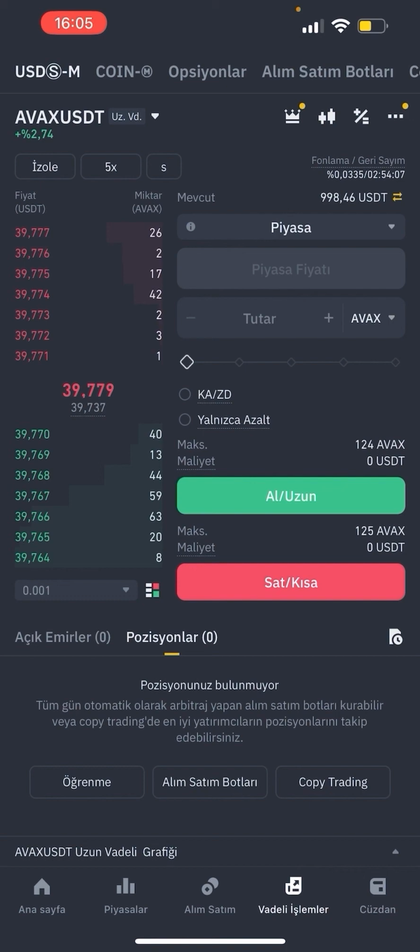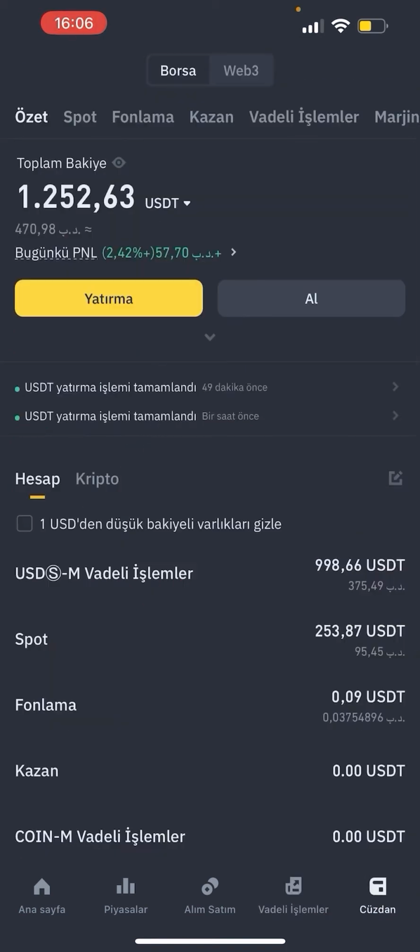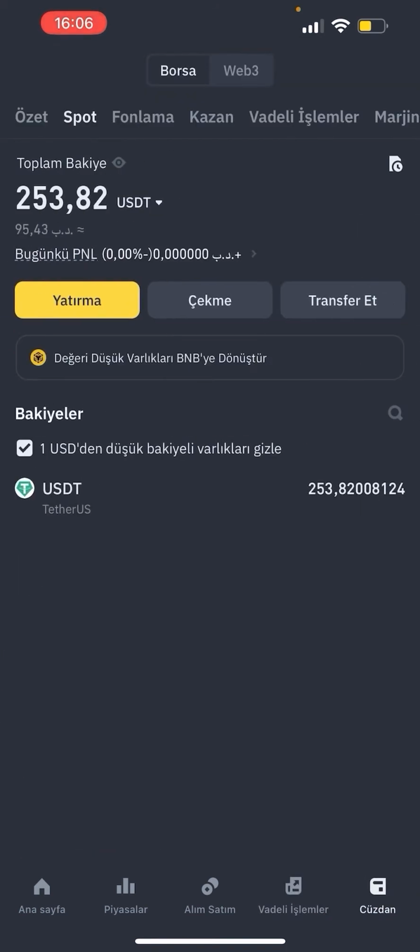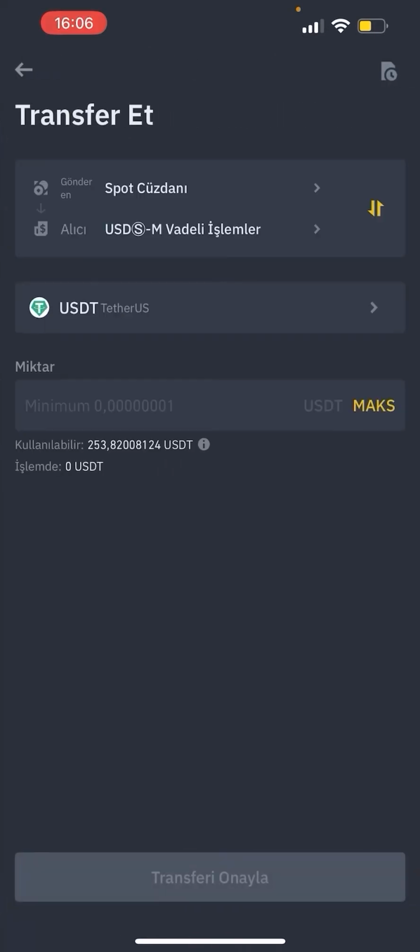Now what do we look at? Look, I have $998 in my futures wallet. I want to transfer it to my spot. Just like at the beginning of the video, I clicked on the wallet section. Then I clicked on the spot section and I pressed transfer. And friends, this time I want to transfer money from my futures wallet to my spot wallet.